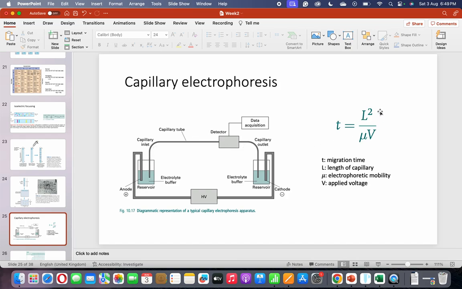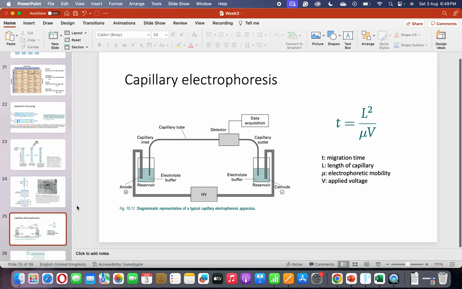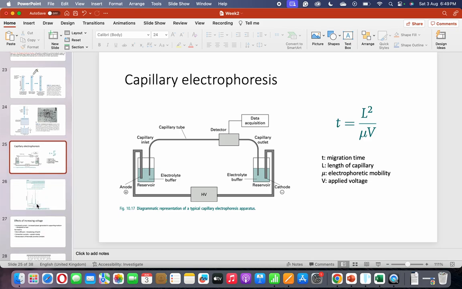And that depends on the length of the capillary, obviously. If the capillary is long, it will take more time to come. Then the electrophoretic mobility. If the electrophoretic mobility is more, it will move faster. And the applied voltage. Normally in a capillary electrophoresis, we'll apply a very high voltage, like 50 kilovolts, and use it to separate some very small samples.